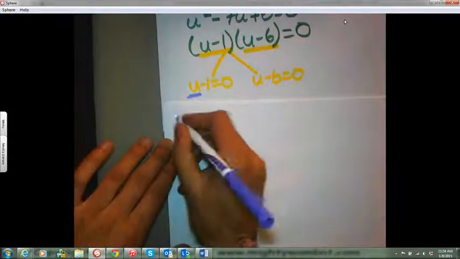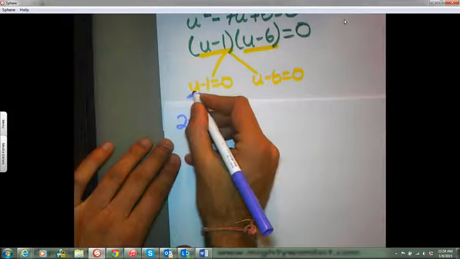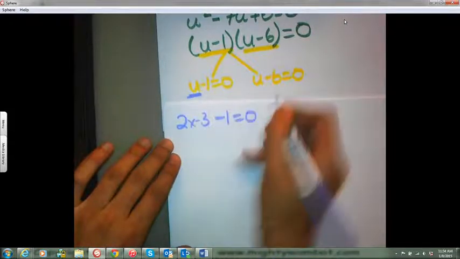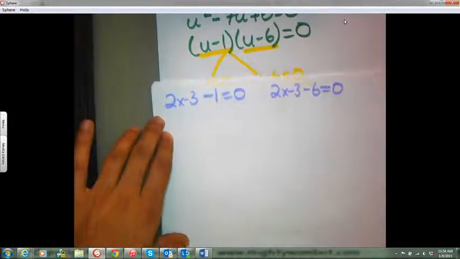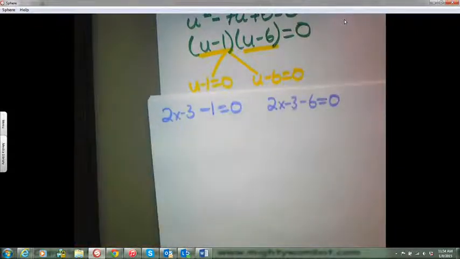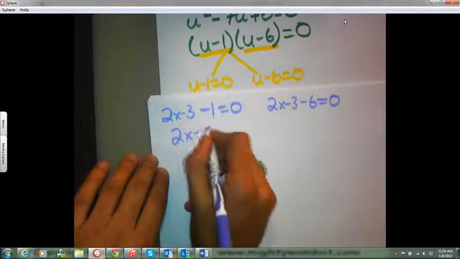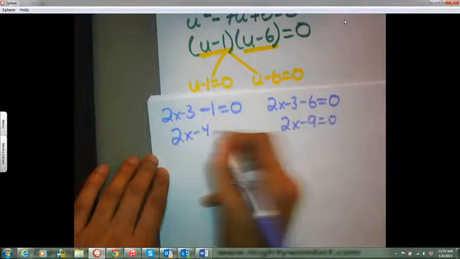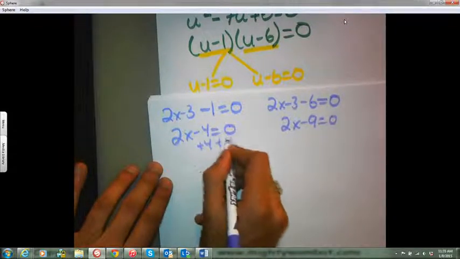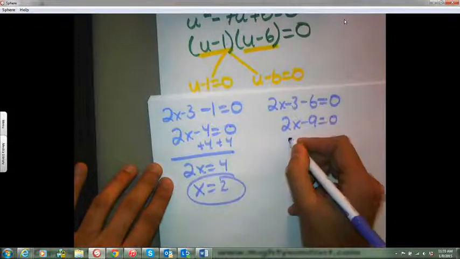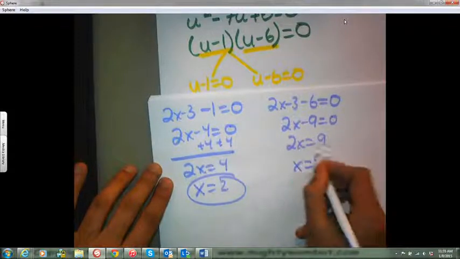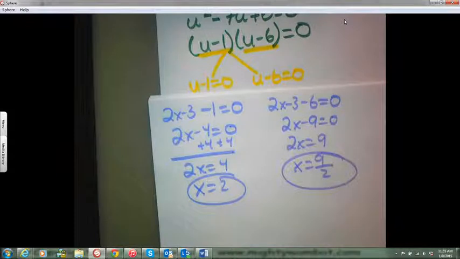2x minus 3 goes in for U. The minus 1 is still there. Over here, 2x minus 3, the minus 6 is still there. Questions on how to do that? And now we just solve for x. And here we have the roots. So for all of these problems on page 8, you are solving for the roots.